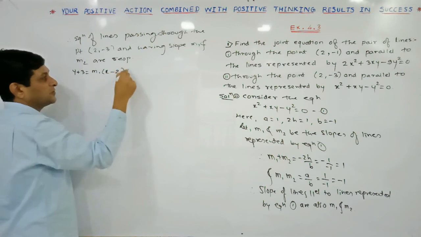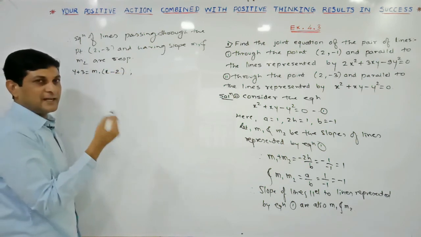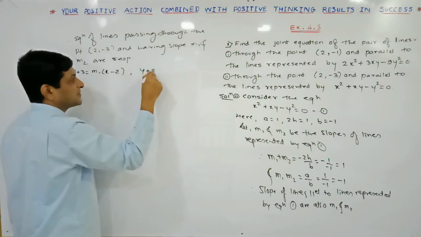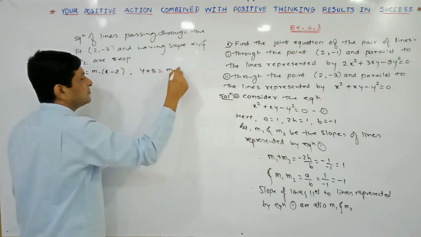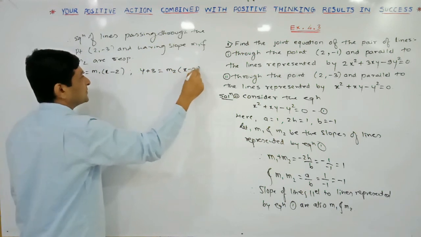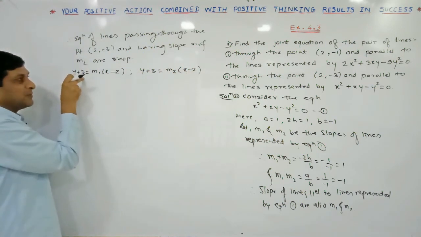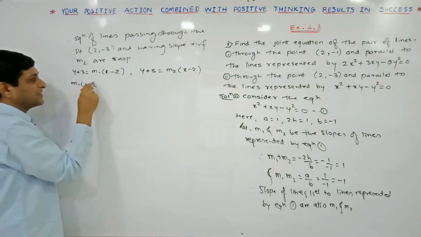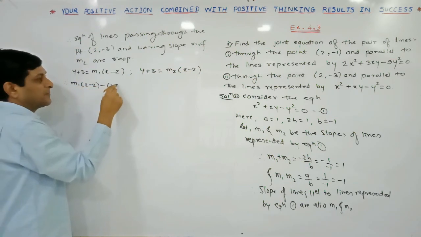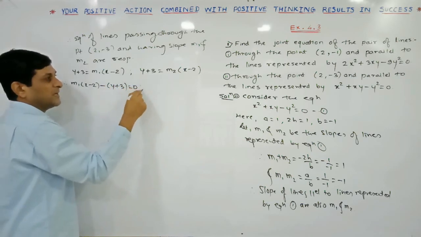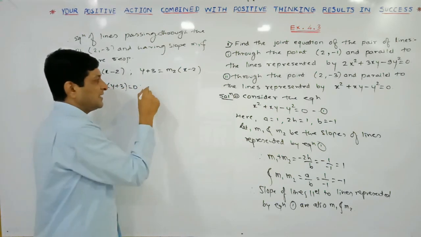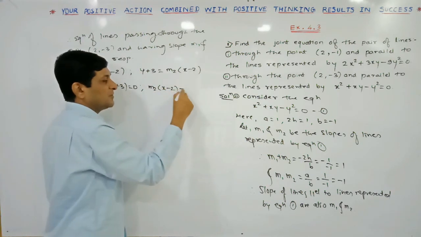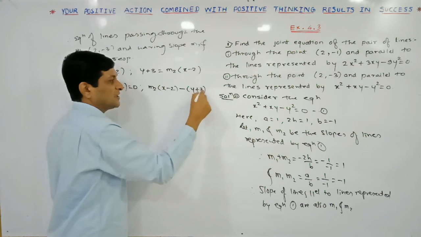x1 is equal to 2 here. And equation of second line, again applying slope point form, is y minus y1. y1 is minus 3, minus and minus will become plus 3 is equal to m2 into x minus 2. Now here this term on this side will become minus, means we will get m1 into x minus 2 minus y plus 3 is equal to 0, and this equation can be written as m2 into x minus 2. Again this term on this side will become minus y plus 3 is equal to 0.